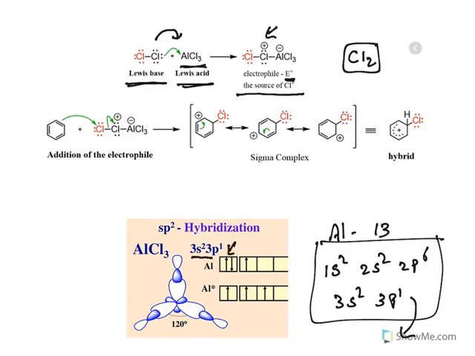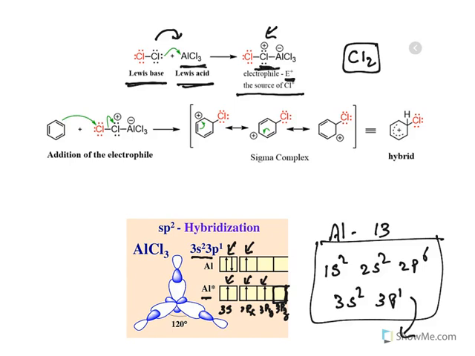This is 3s2 and 3p1. Now when it is excited, this is what happens. See, this is 3s1 and this is 3px, 3py, 3pz. Now what has happened in the excited state? A single electron is present in these three orbitals, but an empty orbital is present, that is 3pz.